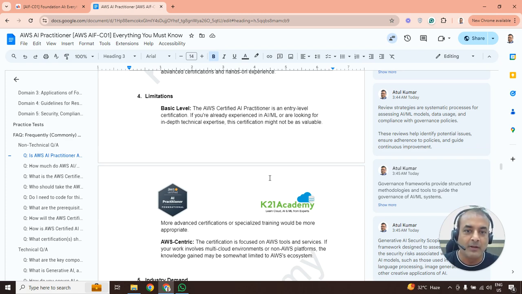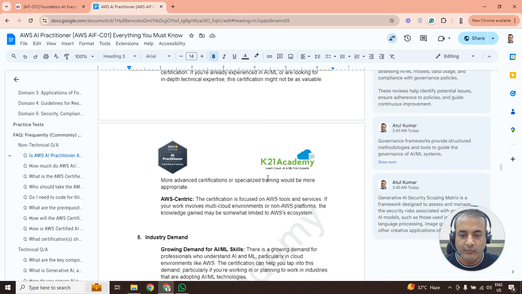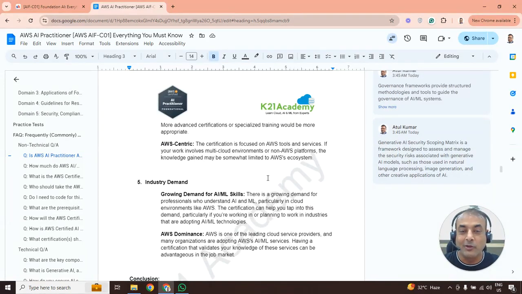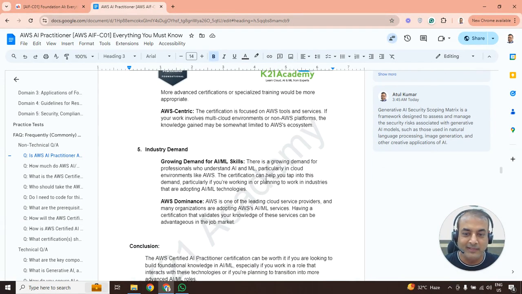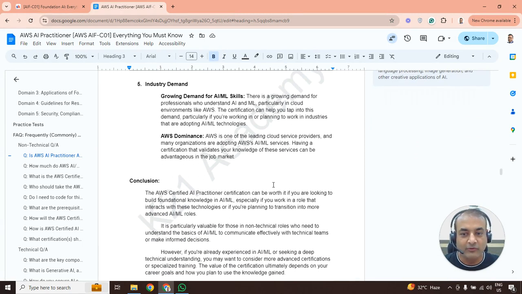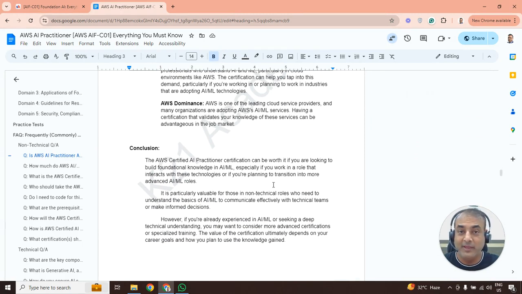But if you want to go deeper, then better would be the next one, which is machine learning associate or professional, which I'll talk about later. That will be helpful as well. There is a huge demand, and I'll talk about how much you can earn and expect in this domain as well. So definitely, this domain will be helpful.